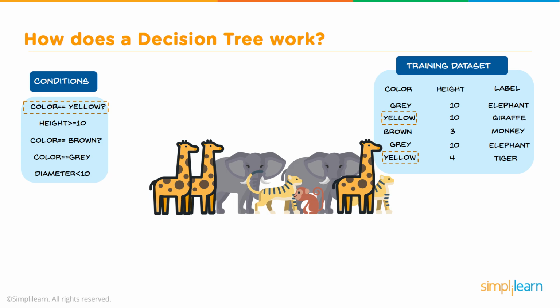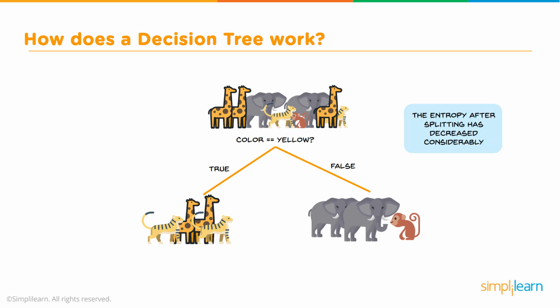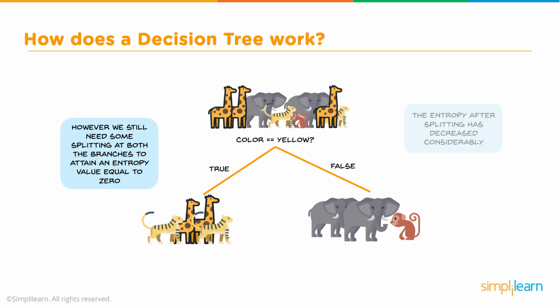If you guessed the color yellow, you're correct. Let's say the condition that gives us the maximum gain is yellow. So we will split the data based on the color yellow. If it's true, that group of animals goes to the left. If it's false, it goes to the right. The entropy after the splitting has decreased considerably. However, we still need some splitting at both the branches to attain an entropy value equal to 0.